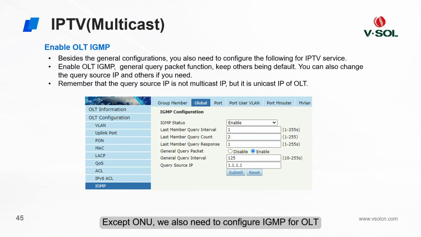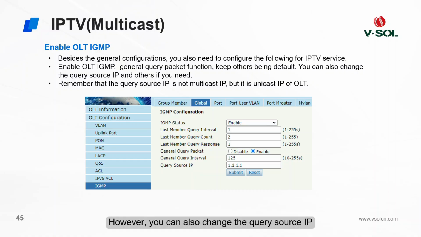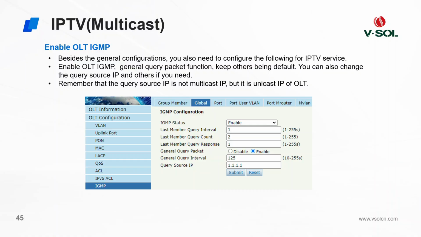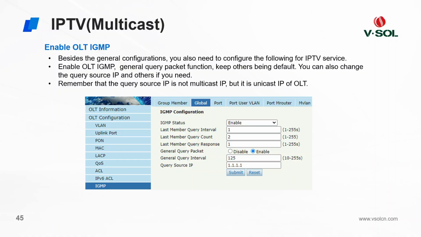Besides the ONU, we also need to configure IGMP for the OLT. Enable OLT IGMP and the General Query Packet function, and keep the others as default. However, you can also change the query source IP and others if you need. Remember that the query source IP is not the multicast IP, but the unicast IP of the OLT.